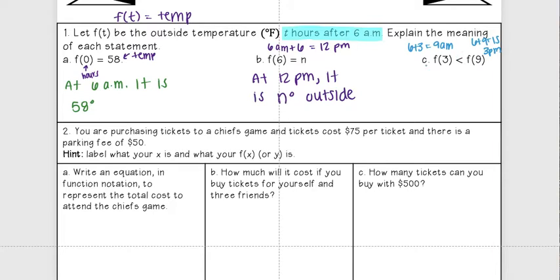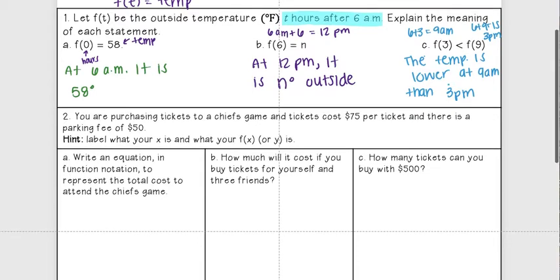And it says f of 3, which again is my temperature, is less than f of 9. So this is really saying it is colder outside at 9 a.m. than 3 p.m. Or in other words, you can say the temperature is lower at 9 a.m. than 3 p.m. Let's go ahead and write that. The temperature is lower at 9 a.m. than 3 p.m.